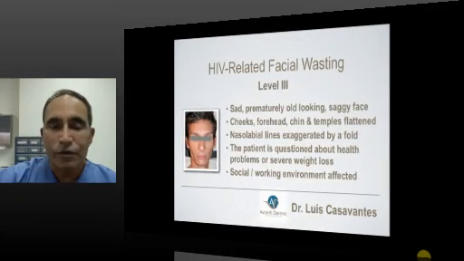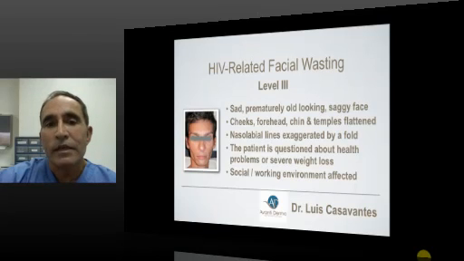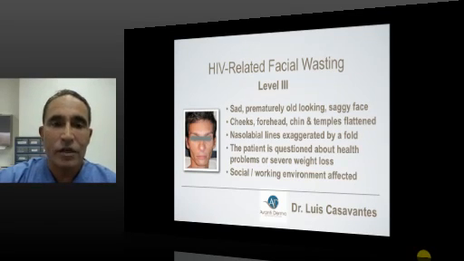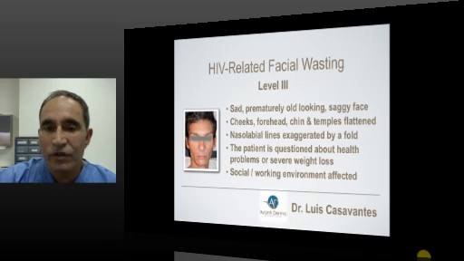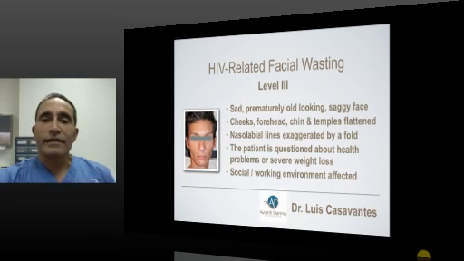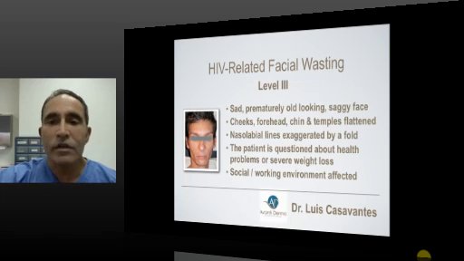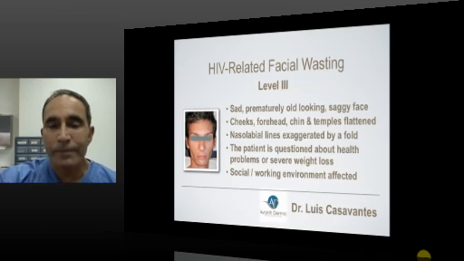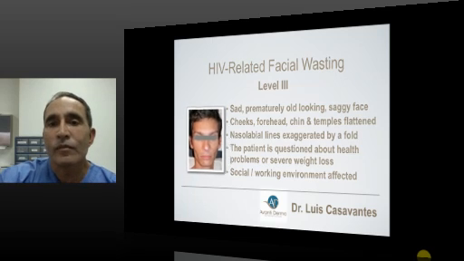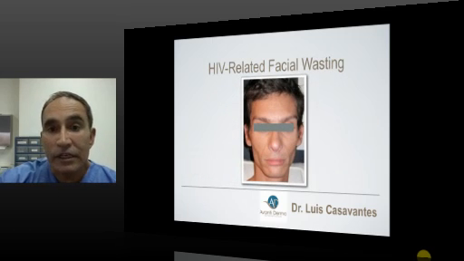Facial wasting level 3 is important already. The face looks sad, prematurely old, saggy. The cheeks and forehead, chin and temples are flattened. The nasolabial lines are exaggerated by a fold that develops on top of them. And the patient is continuously questioned about health problems or severe weight loss by individuals close to them. At this point, the social and working environment is affected. You can see a very young individual, and you can see signs of fat loss all over the face.